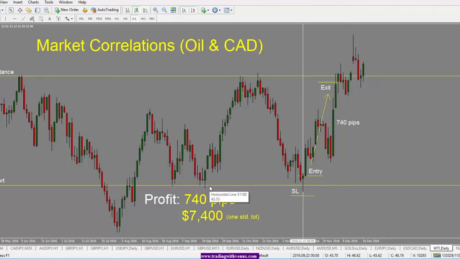This is a major support and resistance area. Twice the price came into this area and failed to go through. And now we have a bullish pin bar. So we could take our entry on the close of this pin bar. Our stop loss would go below right there, and we would stay in the trade till we get a reversal signal.